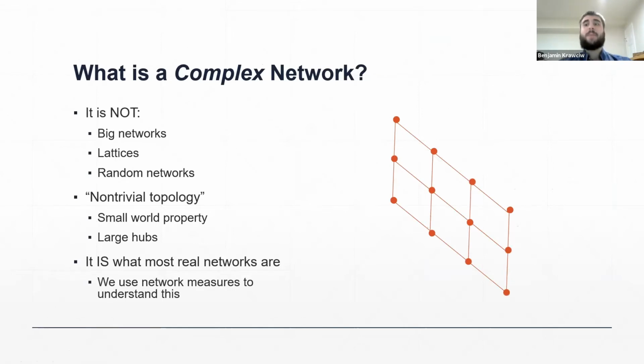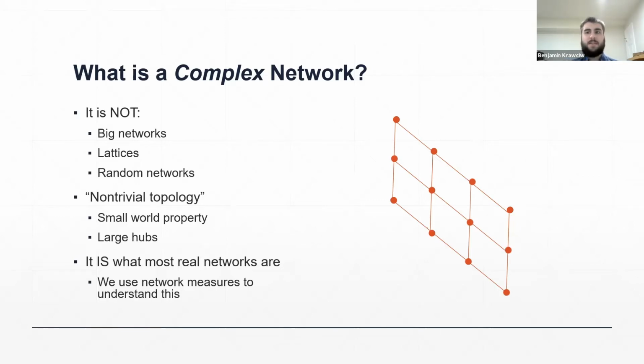Now I should talk about what makes a network complex. It's easiest to start with what it is not. A complex network is not just a big network. An example of why is a lattice. They can be quite large, but all of the complexity is reducible down to a single node and its neighborhood. It is also not a random network. Randomness in its own way is predictable. However, it is what is often seen in the real world, and this is visible in non-trivial topology.